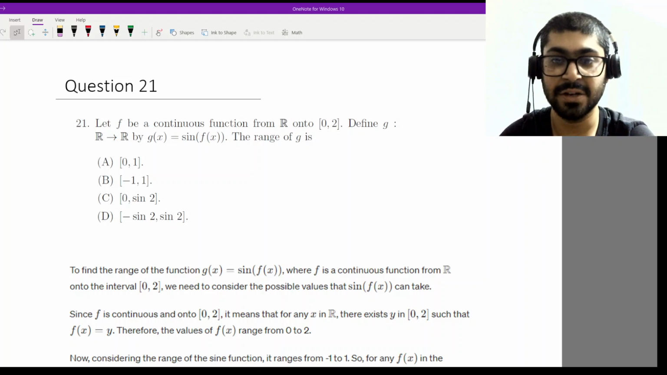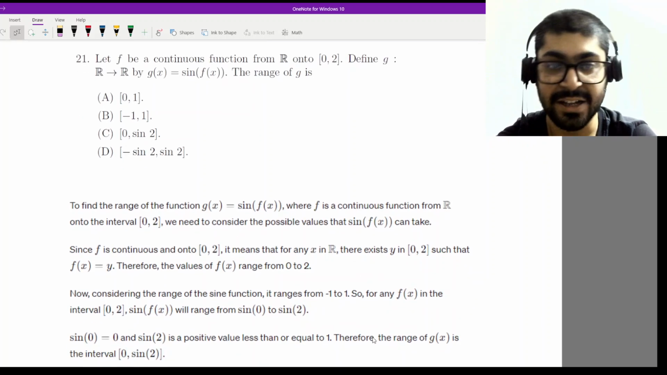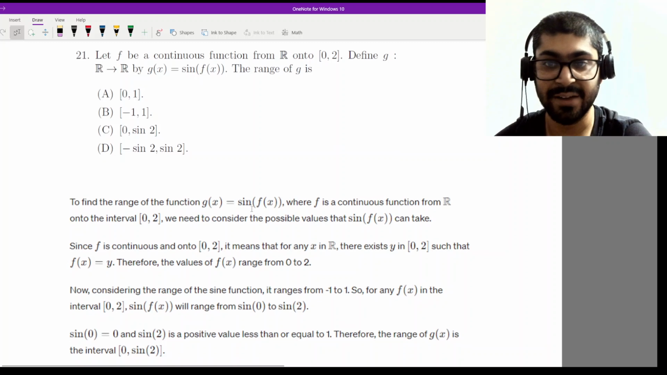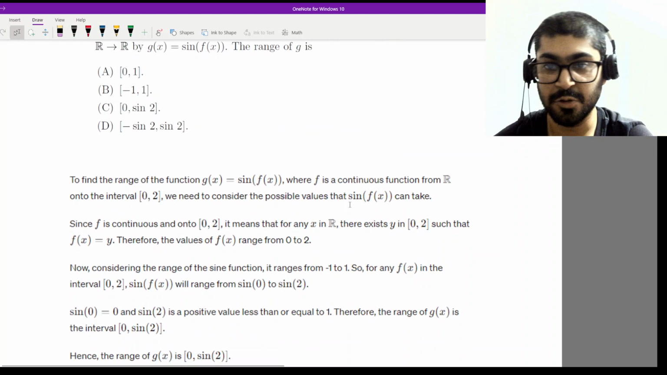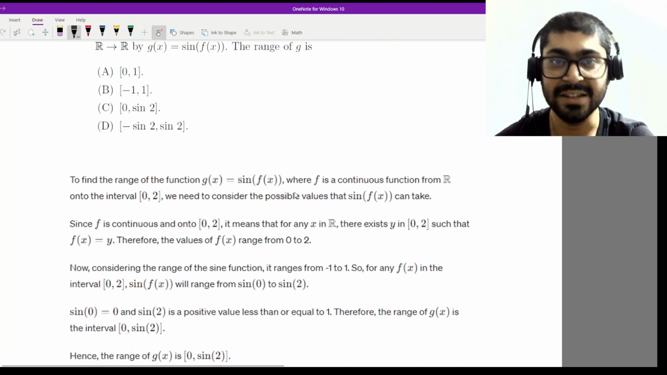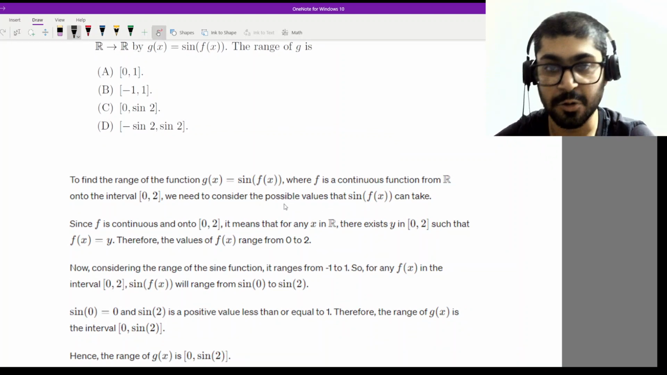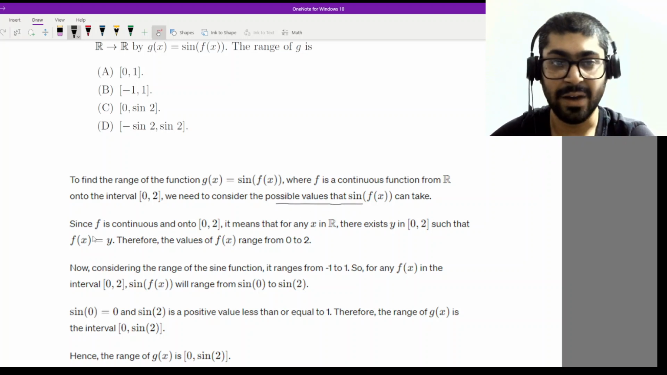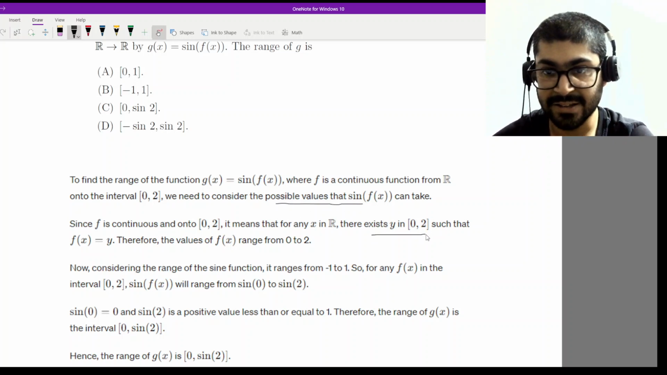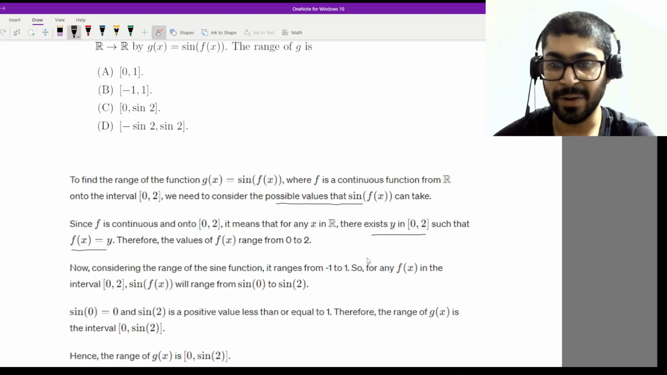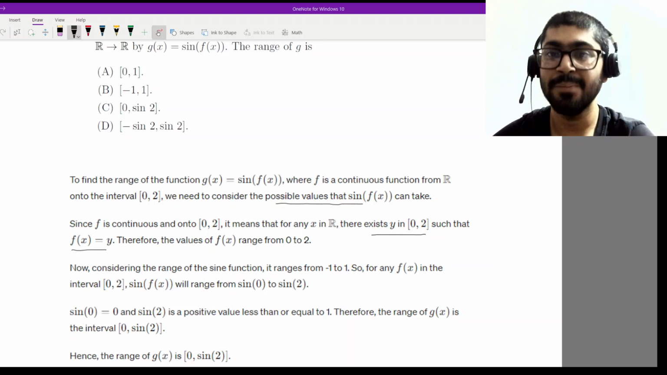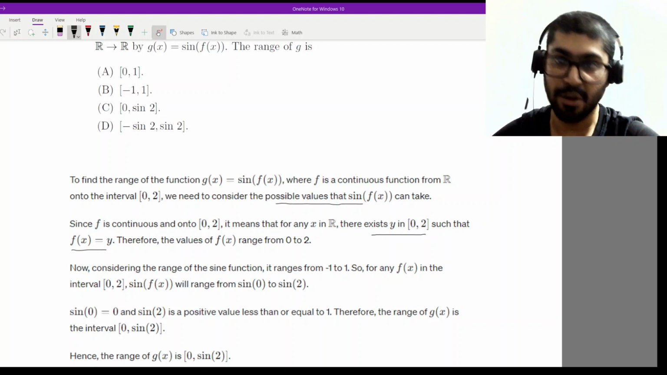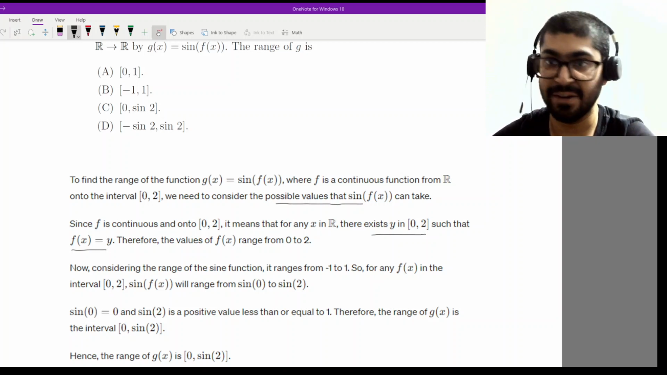Now, what is the solution here? The solution is to find the range of the function g(x) equal to sine of f(x), where f is a continuous function from R onto the interval. We need to consider the possible values that sine of f(x) can take. Since we are calculating the range, we have to look into the possible values that sine can take. Now f is onto, that means for every y in [0, 2] there exists x such that f(x) equals y. That's the standard definition of an onto function. Therefore the values of f(x) should range from 0 to 2, right? Because f will bring the function from R to that particular closed interval [0, 2].